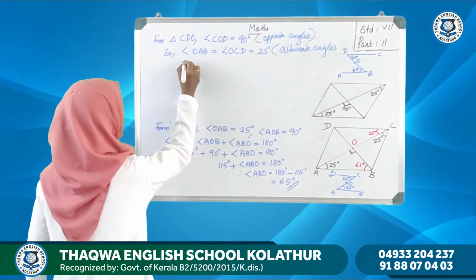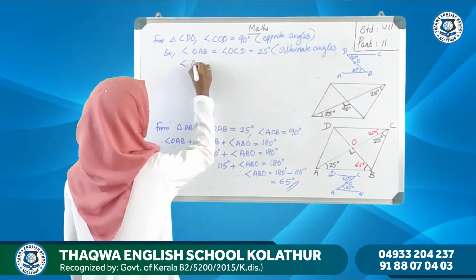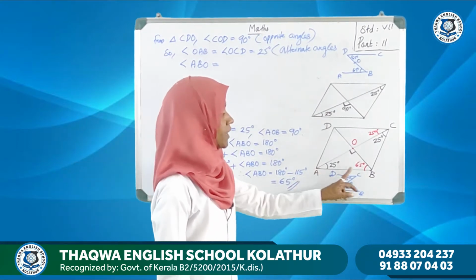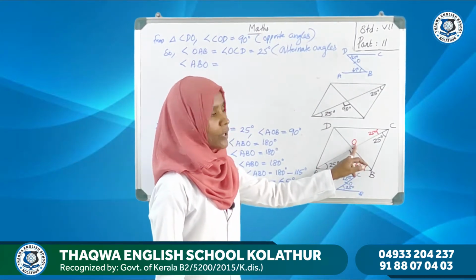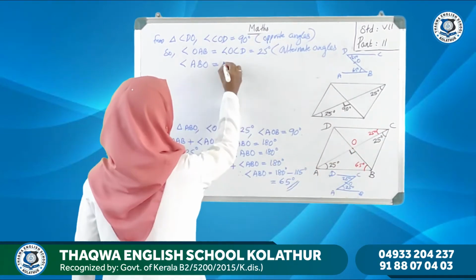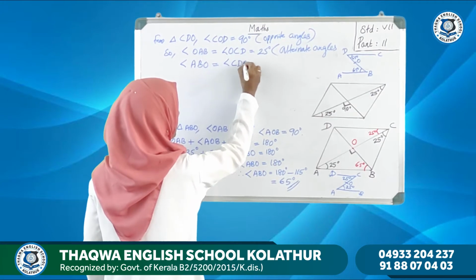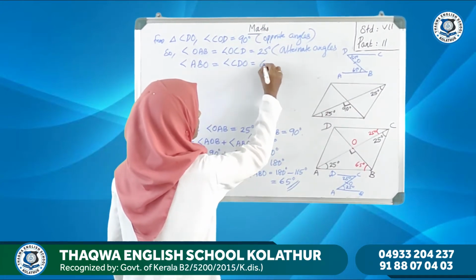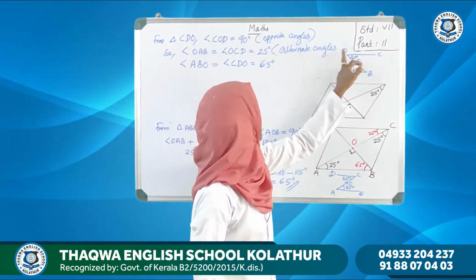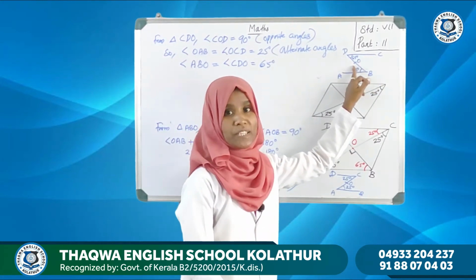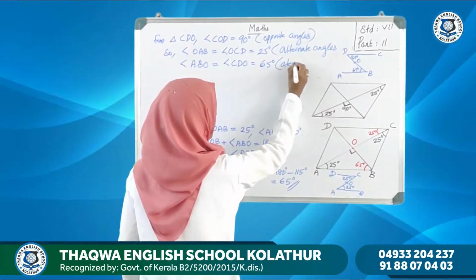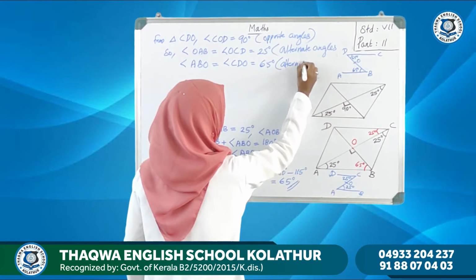So we can write angle ABO equals angle CDO. Angle CDO equals 65 degree. ABO equals angle CDO. Measure is 65 degree. These are alternate angles.